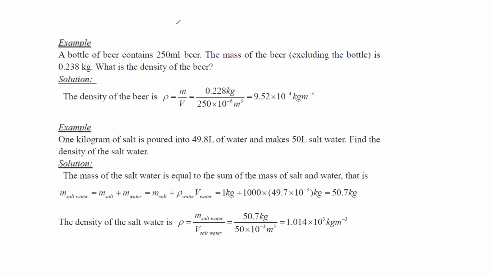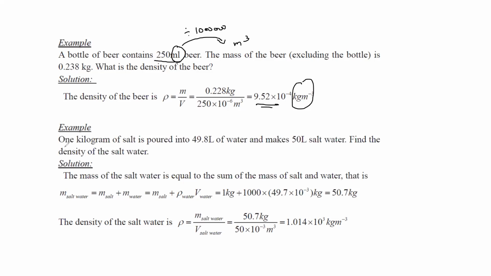For example, a bottle of beer containing 250 ml, and the mass of the beer excluding the bottle is 0.238 kilogram. What is the density? So how to find the density? Density is mass present in a unit volume. The volume is given in milliliter, ml. We have to convert milliliter into meter cube, so we have to divide by 1 million, or we can say 250 times 10 to the power minus 6. This will convert it into meter cube. So the volume is in meter cube and the mass is in kilogram. So mass divided by volume will give the density in kilogram per meter cube, which will come out as 9.52 times 10 to the power minus 4.